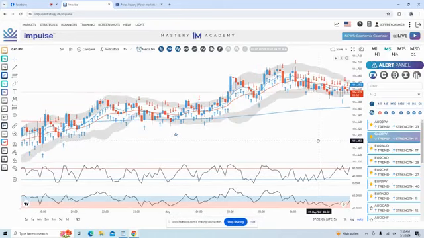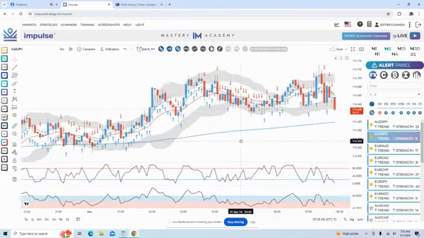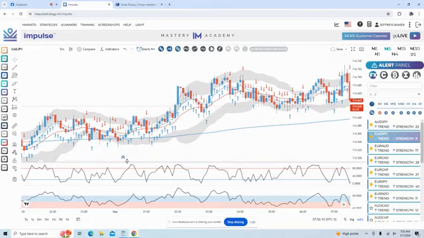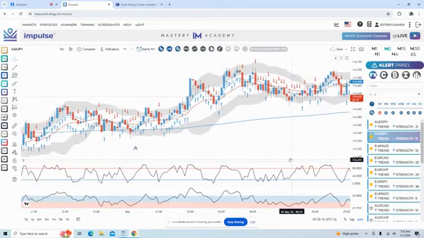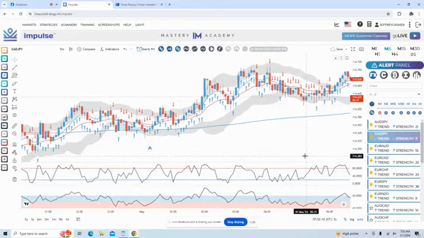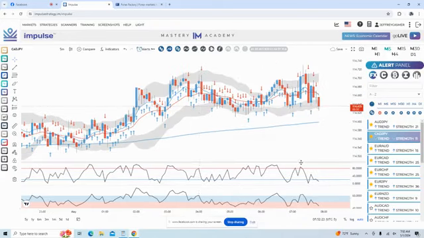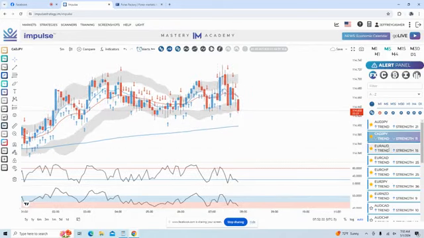CADJPY, let's see, there's the macro. And we're at about 7 hours. Let me see if there was a move earlier. This was close. You know, there's three red candles and one here. And then the first blue probably would have survived. Not sure I'm really liking that.